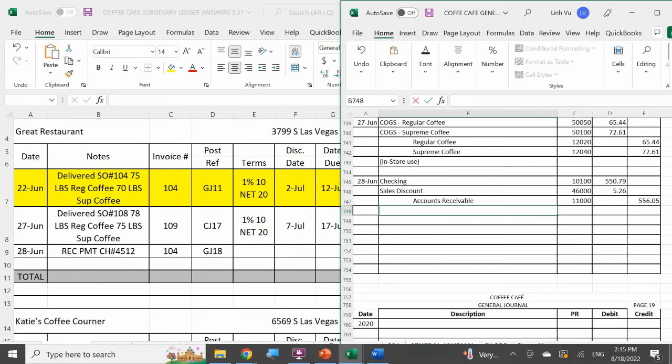And then now we write Great Restaurant payment invoice 104. And then I wrote we gave them a 1% discount. And check number 4512.